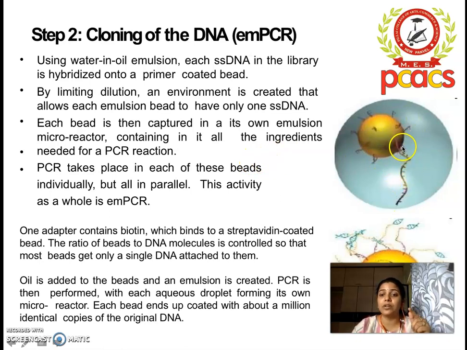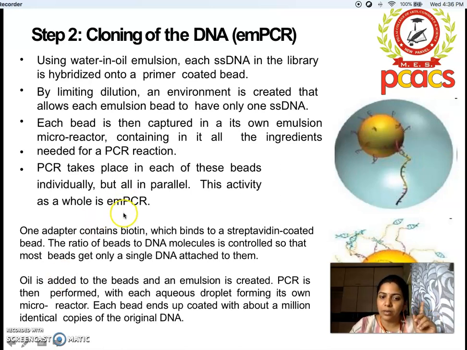And then each bead with this one template would be captured in one emulsion reactor, so you can say one droplet. This droplet becomes the micro reactor for that particular bead. When you are making this emulsion, all the ingredients and requirements for a PCR reaction are added in this emulsion. So when a droplet is formed, it acts as a micro reactor for this bead. PCR will take place in each of these beads individually, but parallelly, that means at the same time. This entire activity is called emulsion PCR.